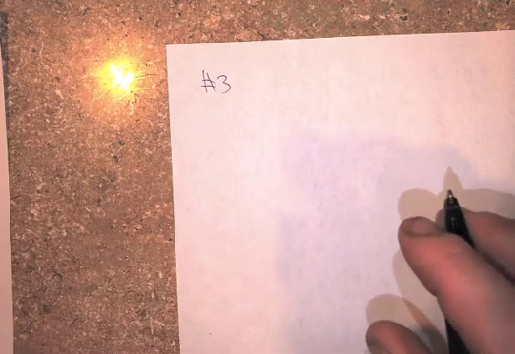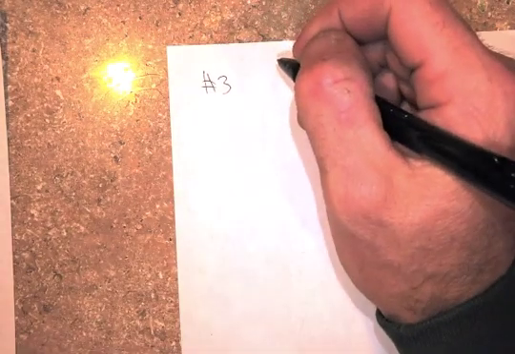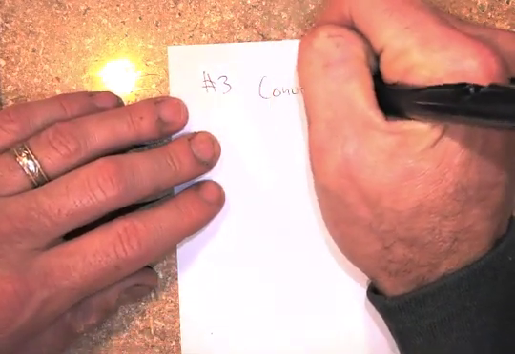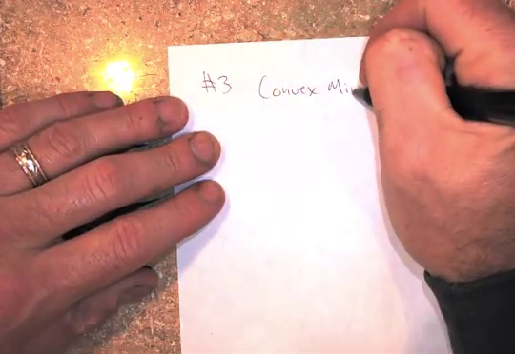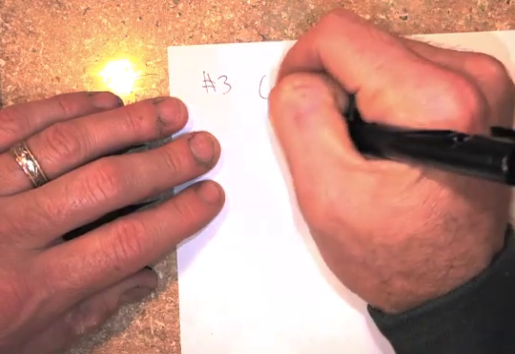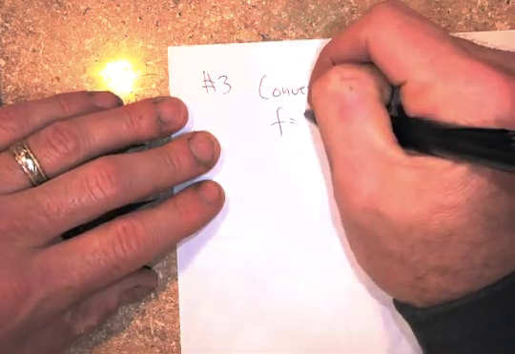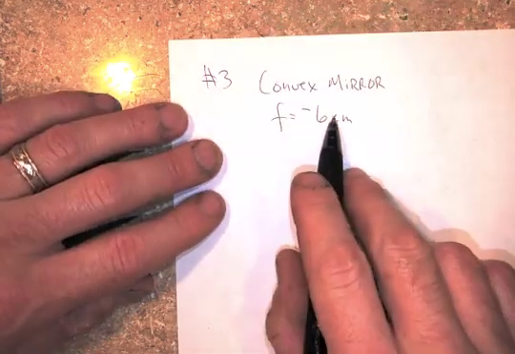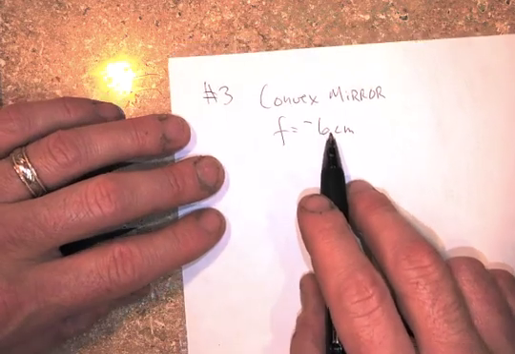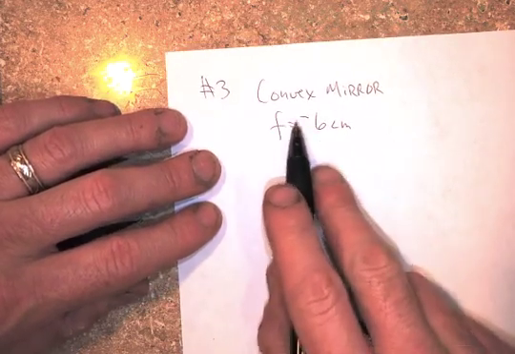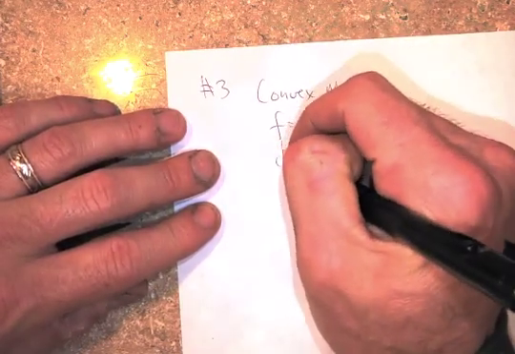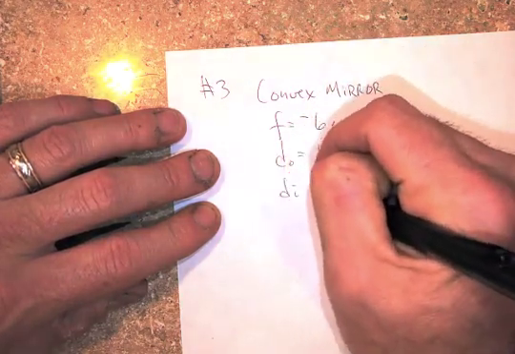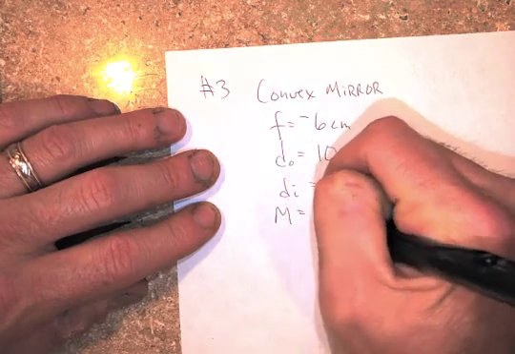All right, and then let's do that last one out here, which was a convex. There's a little difference on the convex mirrors. F was 6. Now negative, remember? Okay, if it says f is 6, I really should say negative. Even if it doesn't say negative in the problem, you've got to say, hey, automatically negative on a convex. And we said the object was at 10. Find di, find the magnification.